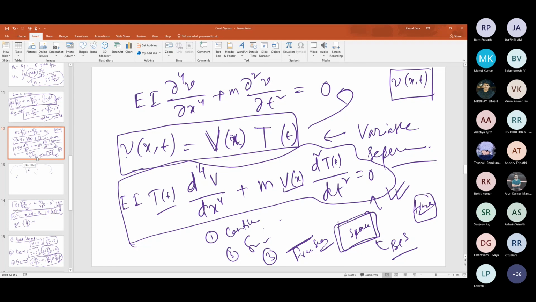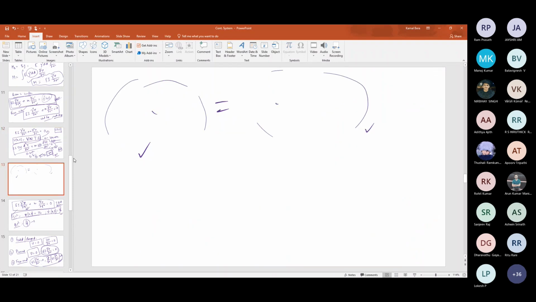Can you tell me what is the expression? From here I can see, I can write 1 by T here, and here I will write EI by m, and 1 by V(x) d4 V by dx4 is equal to, yeah, tell me please.